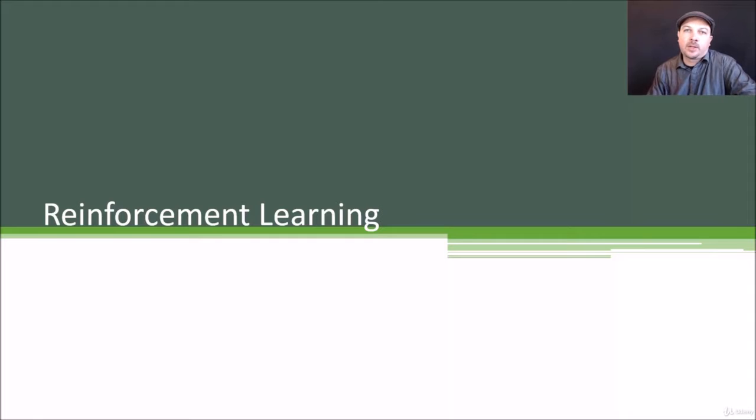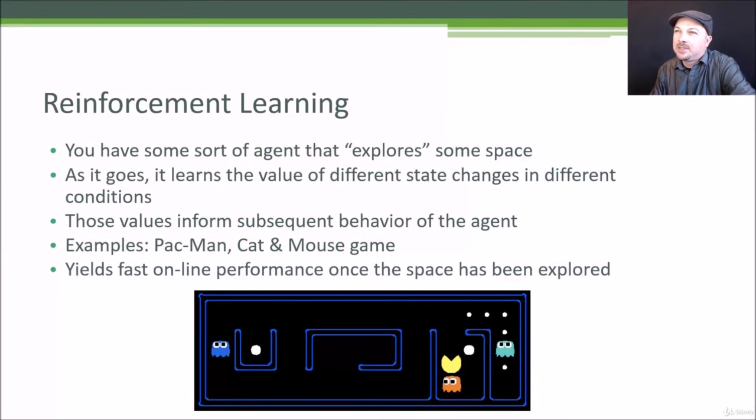This is kind of a fun little concept here. You can think about it in terms of the game Pac-Man, one of my all-time favorites. So the idea behind reinforcement learning is that you have some sort of agent, in this case Pac-Man, that explores some sort of space. And in our example, that space will be the maze that Pac-Man is in. And as it goes, it learns the value of different state changes within different conditions.